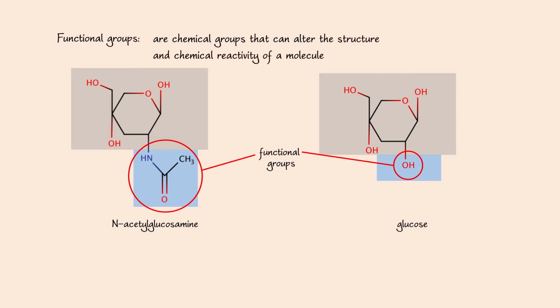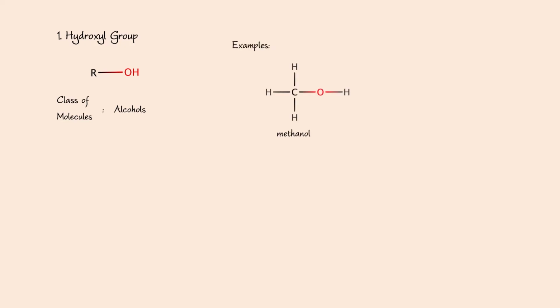There are a few important functional groups that I will discuss here. The first is the hydroxyl group. The structure is presented here. It consists of a hydrogen bonded to oxygen. The oxygen can be connected to a hydrocarbon, denoted by R. The class of molecules that contain hydroxyl groups is referred to as alcohols. Examples of alcohols include methanol and ethanol. Notice the name of alcohols always end with OL.